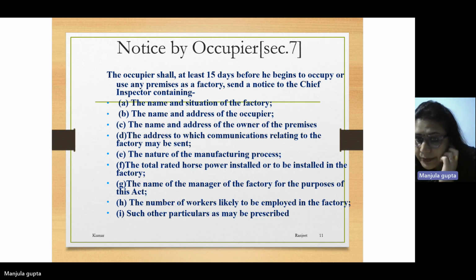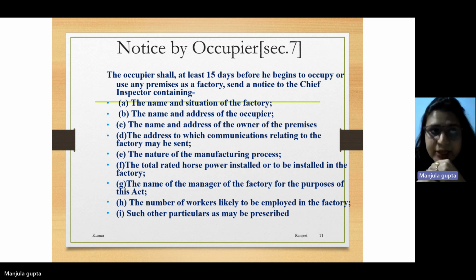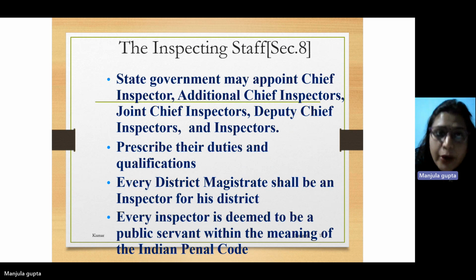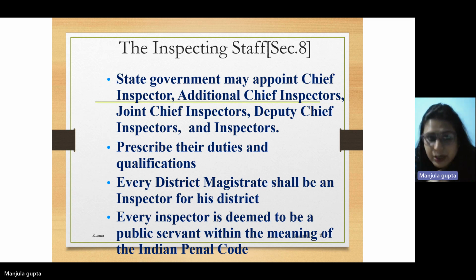Now next is the inspecting staff under section 8. The State government may appoint a chief inspector, additional chief inspectors, joint chief inspectors, deputy chief inspectors, and inspectors. Prescribed duties and qualifications: every district magistrate shall be an inspector for his district. Every inspector is deemed to be a public servant within the meaning of the Indian Penal Code.